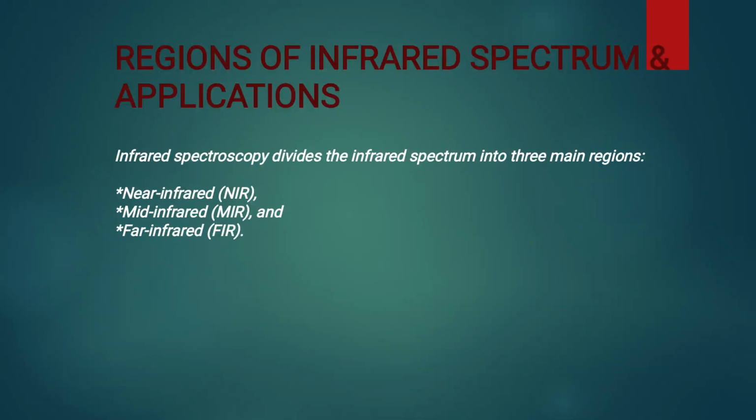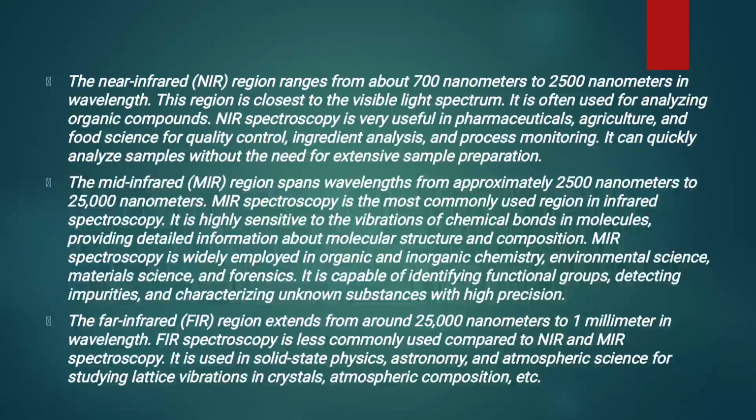Regions of the infrared spectrum and its applications. Infrared spectroscopy divides the infrared spectrum into three main regions: near infrared, mid infrared, and far infrared. The near infrared region ranges from about 700 nanometers to 2500 nanometers in wavelength. This region is closest to the visible light spectrum.